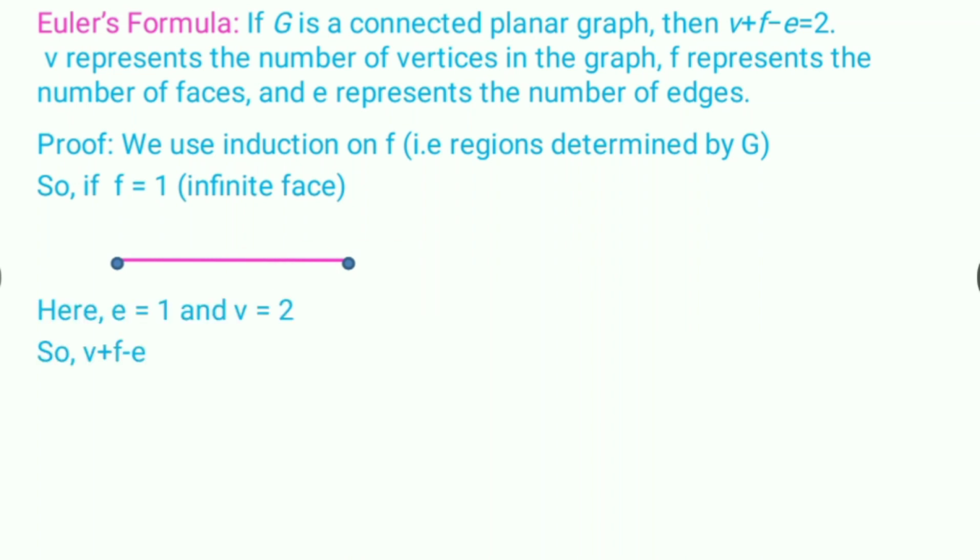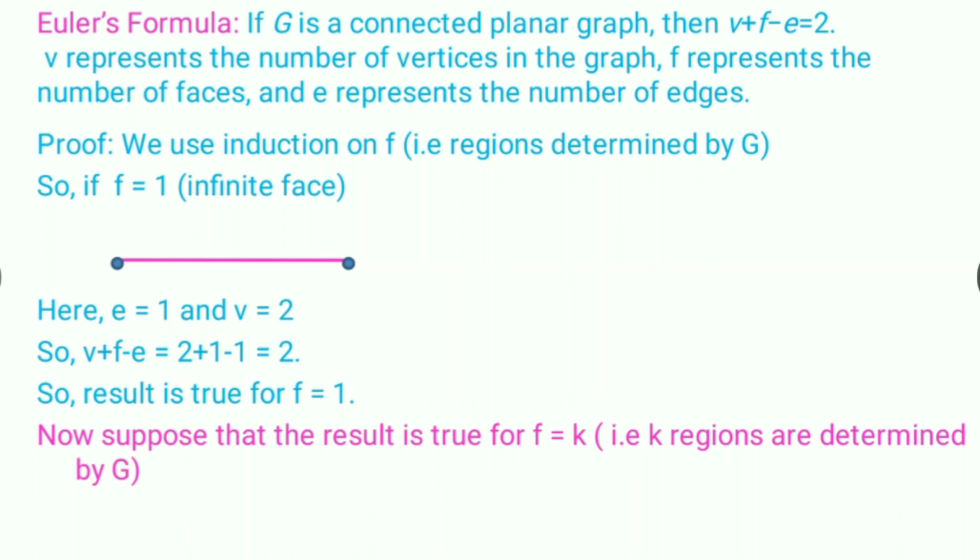So what will be my V plus F minus E? V plus F minus E will be 2 plus 1 minus 1, which is equal to 2. So the result is true for F equal to 1. If the number of faces is 1, Euler's formula holds.